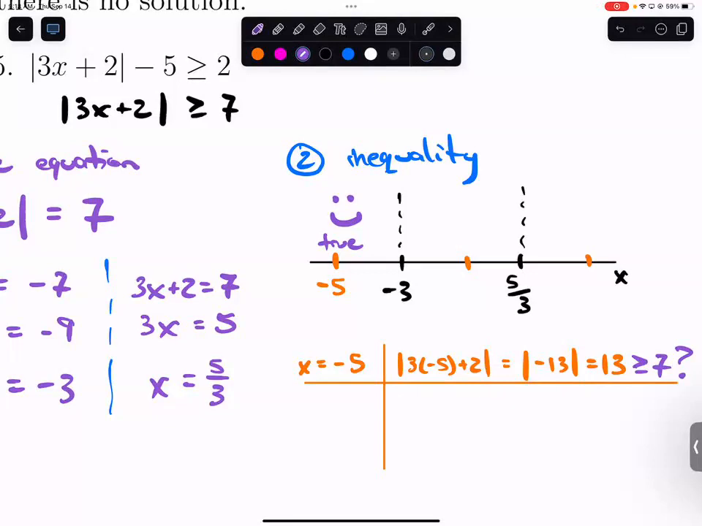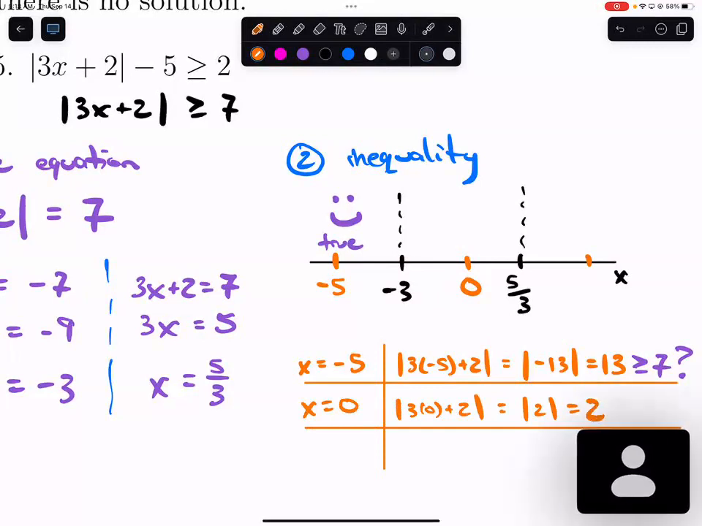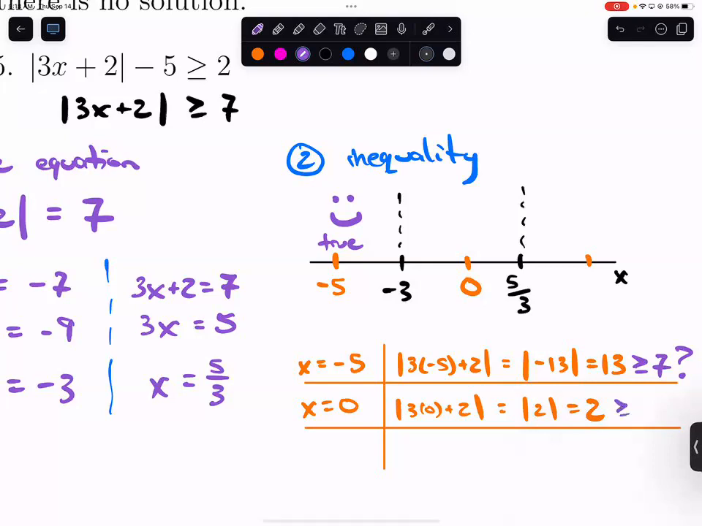I think yesterday I used check marks, whatever works for you for organizing stuff. I just want to keep track somehow of what happens on each piece. And then just do that 2 more times. Between -3 and 5/3, well, zero's in there. If I plug 0 in, I get 2. Is 2 greater than or equal to 7? No.